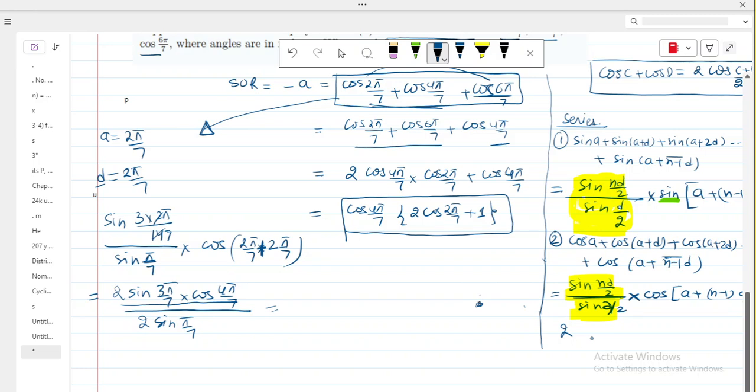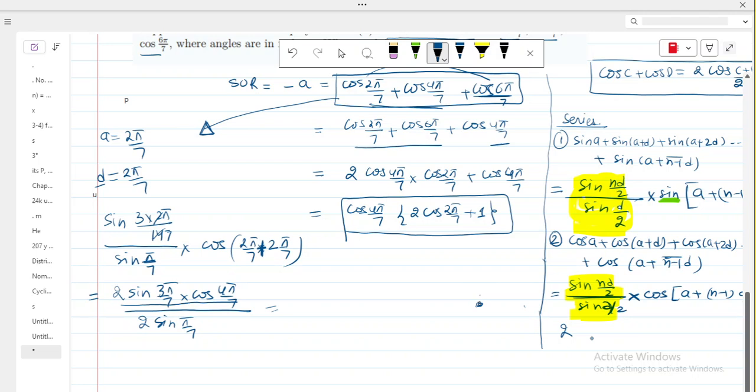Very good. So you can apply this formula here, okay? So it becomes sine(A plus B), that means 3 pi by 7 plus 4 pi by 7, which is 7 pi by 7, so sine pi, minus sine(A minus B), which becomes sine pi over 7, divided by 2 sine pi over 7. What is the value of sine pi? It is equivalent to sine 0, so it becomes 0. So 0 minus sine pi over 7 divided by 2 sine pi over 7.